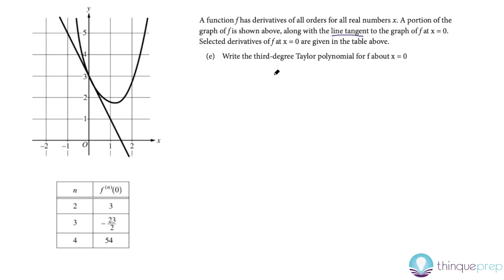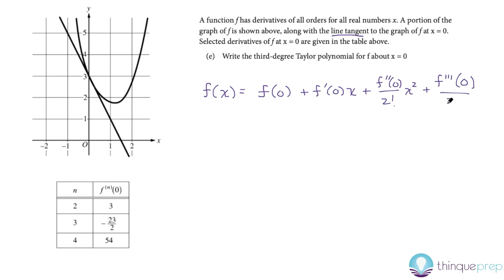And then we're asked to write the third degree Taylor polynomial for f about x equals 0. This is also known as the Maclaurin polynomial. So if we want to do the third degree, we're going to need to write out 4 terms, remember that, because the first term is the 0th degree term. So that's f of 0 plus f prime of 0 times x plus f double prime of 0 over 2 factorial times x squared, and then f triple prime over 3 factorial times x cubed.